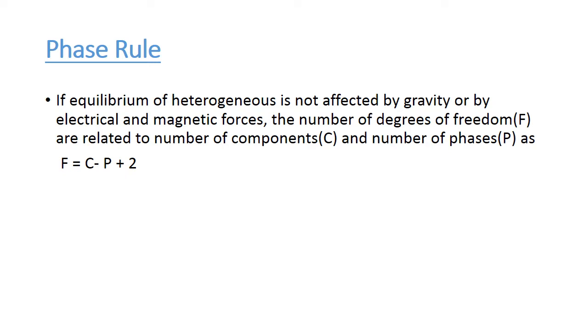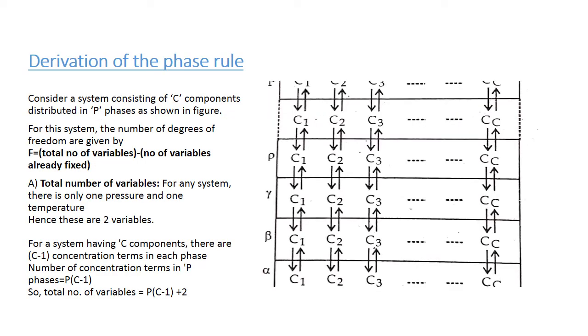Now we will see the derivation of this formula. How does this formula come, that is F is equal to C minus P plus 2? So for the derivation of this formula, we will consider a system.